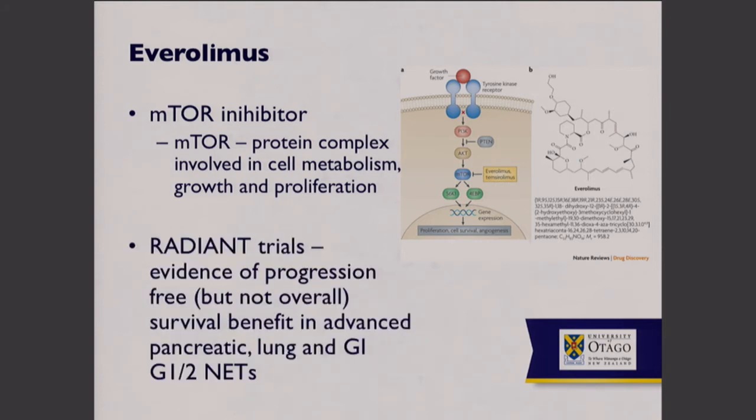It helps cells grow and proliferate. And if you ever see something called a RADIANT trial and it's cancer related, then it's probably an everolimus trial. And again, unfortunately for the New Zealand setting, we've got evidence of progression-free but not overall survival benefits of using everolimus in pretty much all of our grade 1 and 2 NETs. It doesn't matter where they come from, so pancreatic, lung and GI.